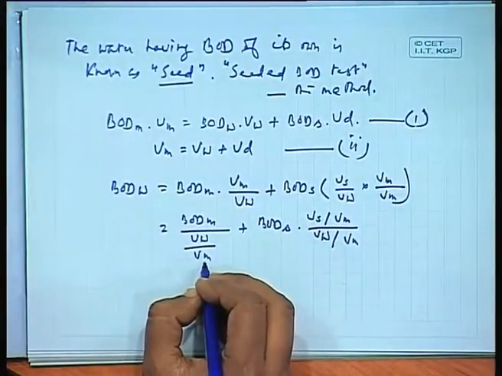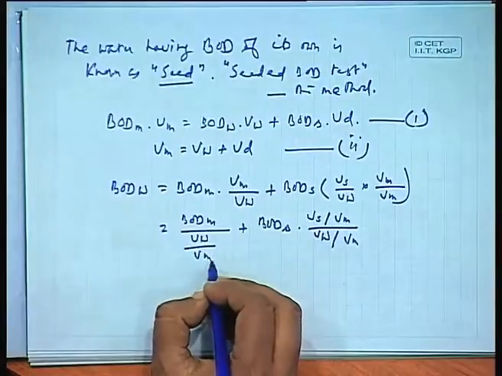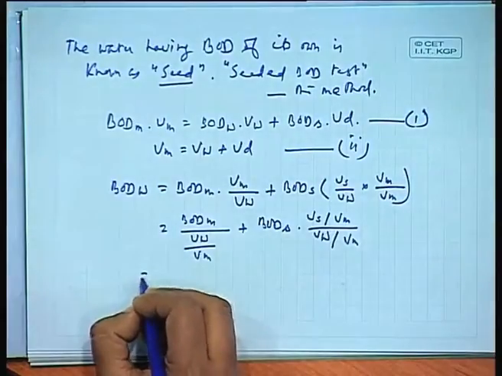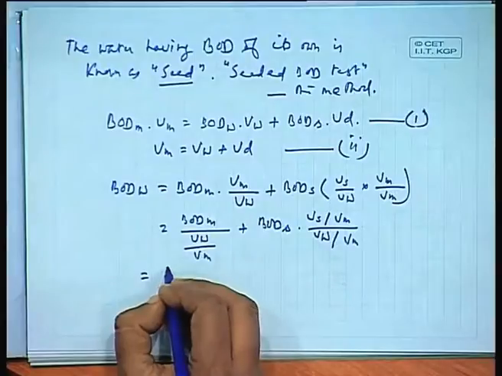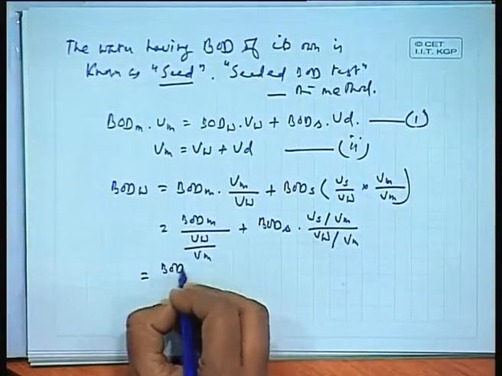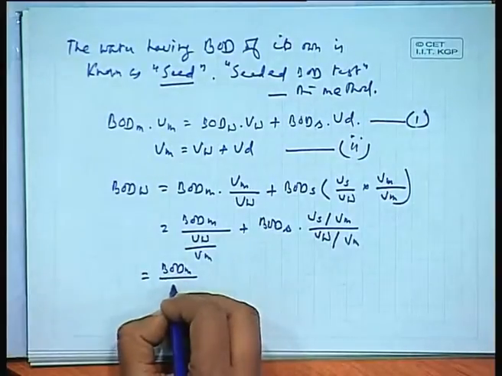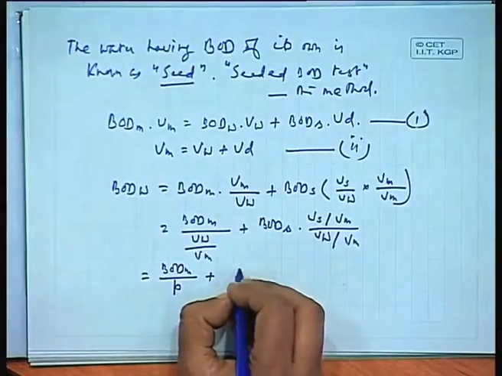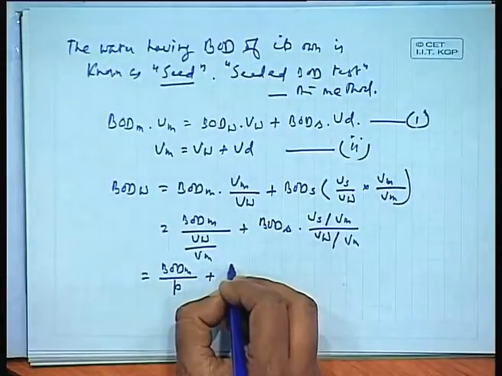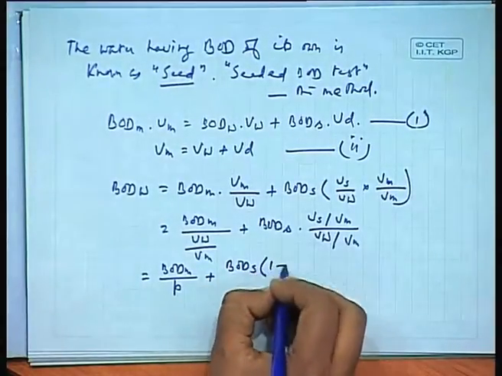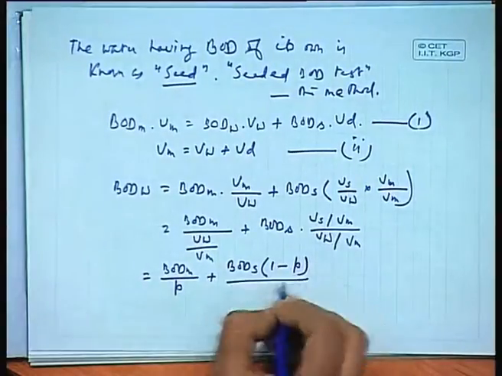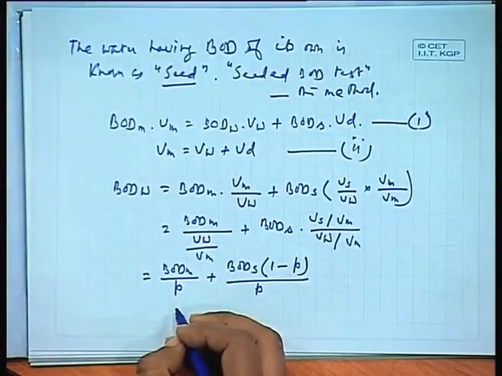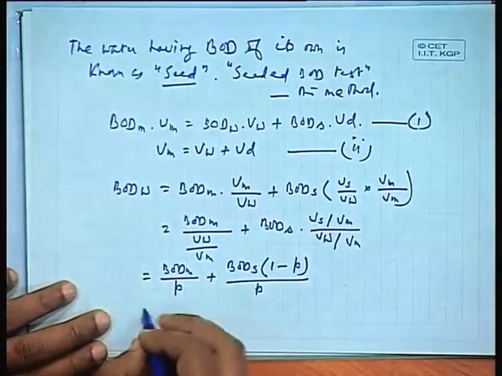This is substituting the definition of P, that is the wastewater divided by the mixture. So this is BODM by P, where P is what we did in the mixing ratio, minus BODS times (1 minus P) divided by P.